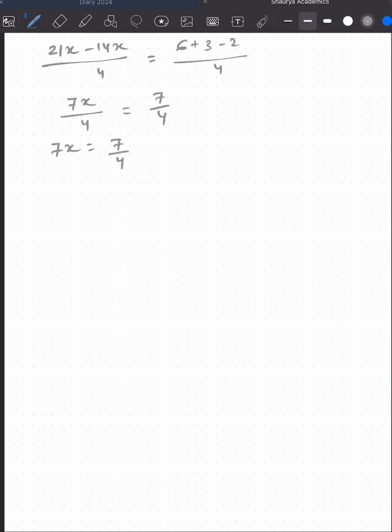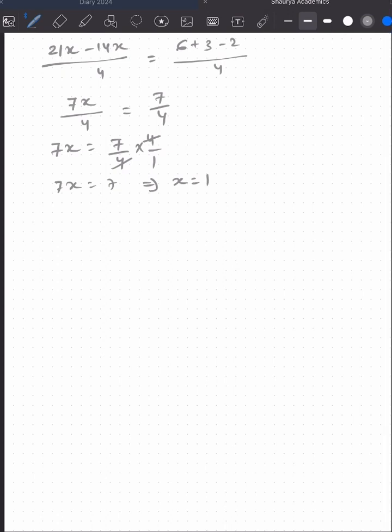You send this 4 to the other side. This will become 4 by 1. Now, this and this will eventually get cancelled out. So that's the shortcut that we used earlier. So 7x is equal to 7, which implies x is equal to 1.